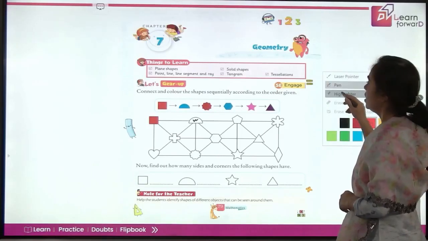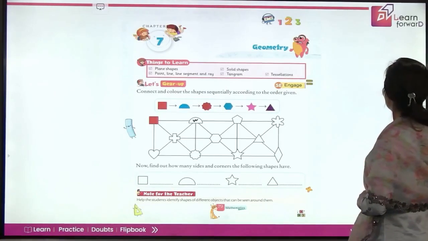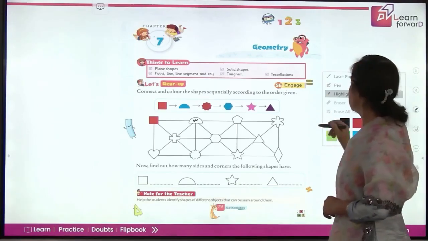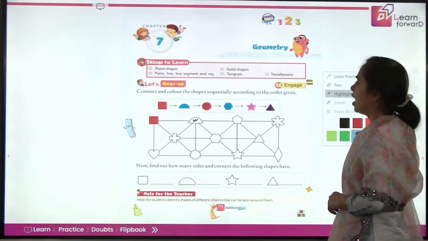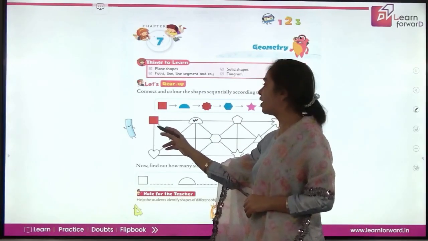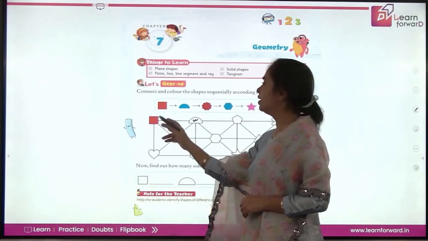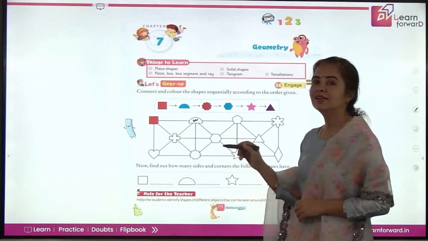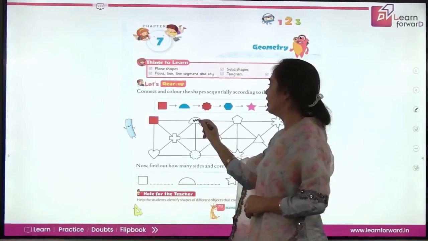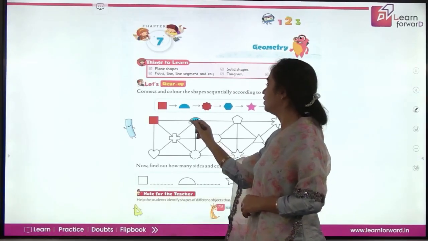So, do you see here? An order is given. You have to color them in the same order. So, if you have this red, this is a square. You have colored it red. Now the next shape you have to color is this. That is half a circle. So here it is and you are going to color it blue.